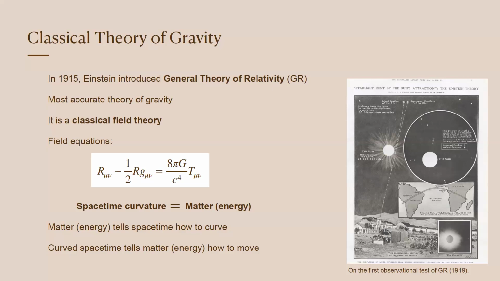Okay, so it is a classical field theory. It contains these field equations given by this. On both sides, there are different things. On the left-hand side, we have the curvature of spacetime. This is the metric tensor. This is the curvature tensor. It tells matter how to move in a curved spacetime. And on the right-hand side, we have the matter and energy. This is the energy-momentum tensor. And the matter is telling spacetime how to curve. Okay, so they are equal, back and forth.